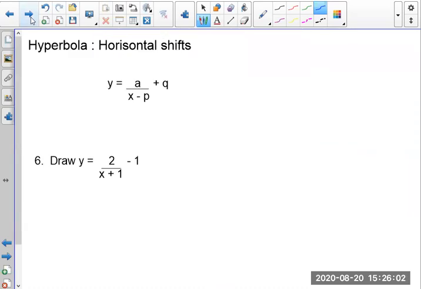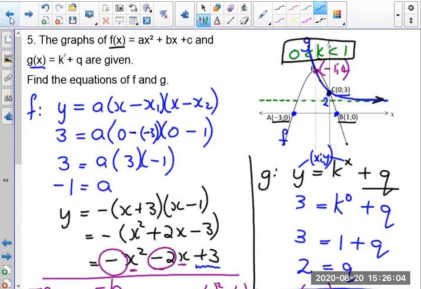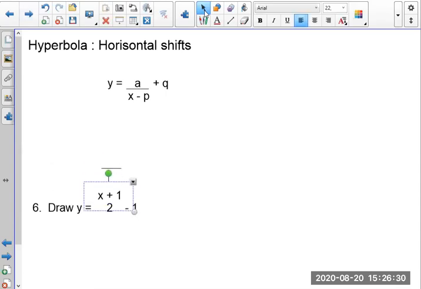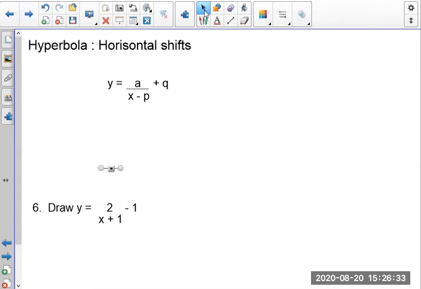Okay, now I've told you yesterday that I'm going to give you the parabolas and you are going to find the equations. But now I want to also show you, because we didn't do that yesterday or the day before. Yesterday we did the horizontal shifts for the parabola. Now I want to do the horizontal shifts for the hyperbola, because that's part of the grade 11 work.